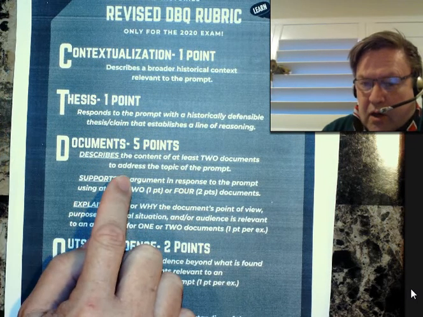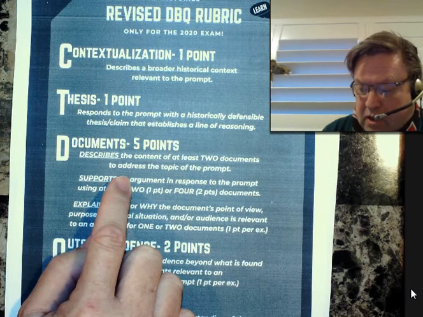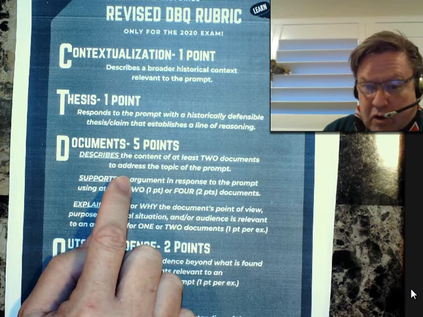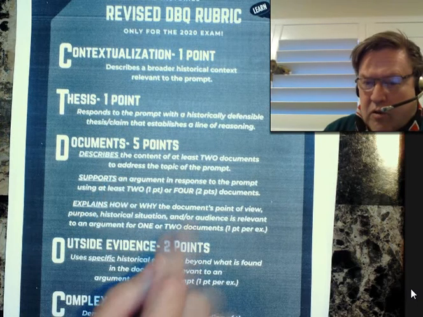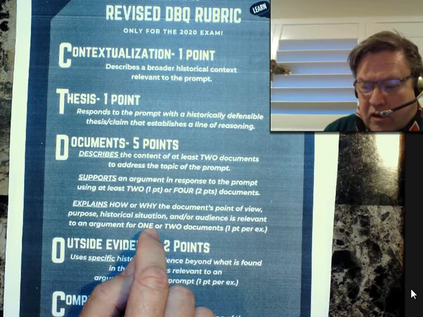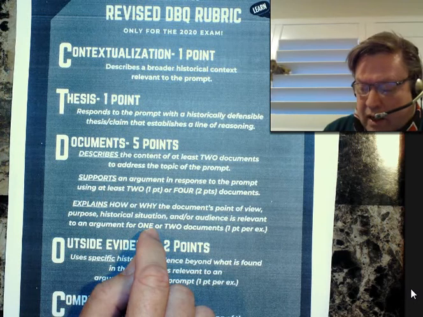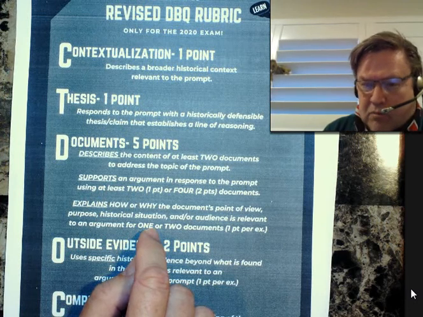So 1 point for context, 1 point for thesis, 5 points for documents. You get 3 points for using documents well to support your thesis, and then 2 more points if you do a POV. If you took Mr. Hill last year, I think he called it HIPPO. POV, same thing. It's the most complicated part of the DBQ, but don't worry, we're going to go over that in detail. You have basically a month. Over the next month, you're going to become experts on DBQs.